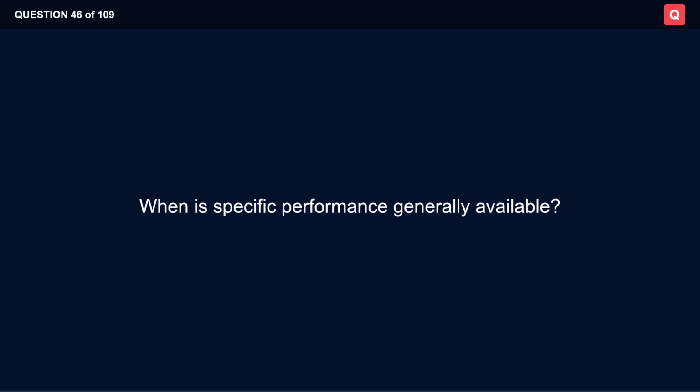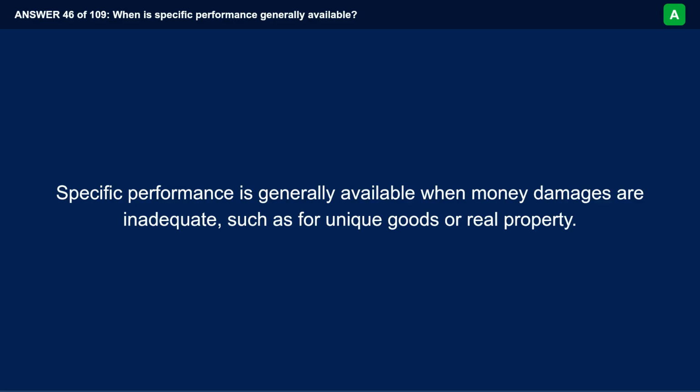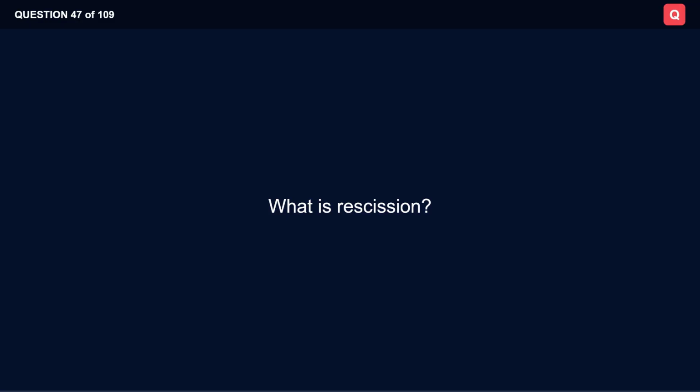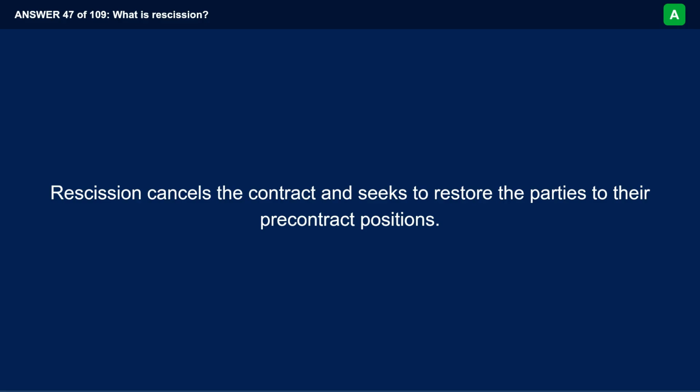When is specific performance generally available? Specific performance is generally available when money damages are inadequate, such as for unique goods or real property. What is rescission? Rescission cancels the contract and seeks to restore the parties to their pre-contract positions.